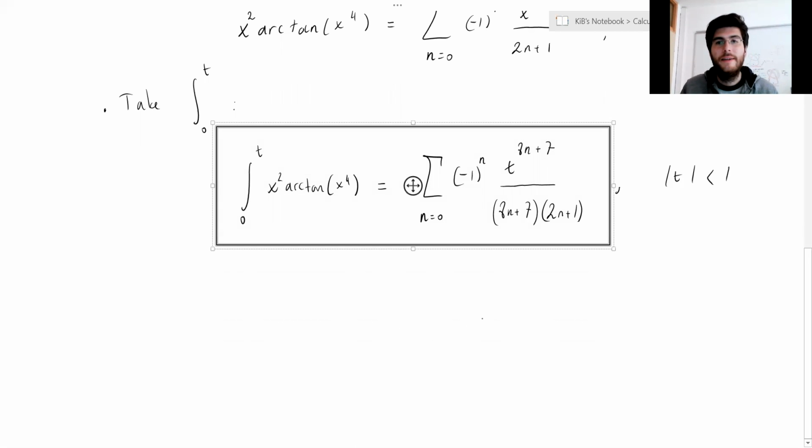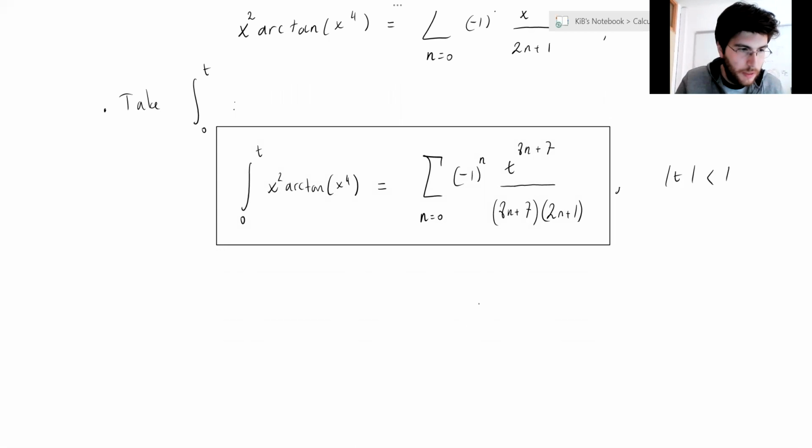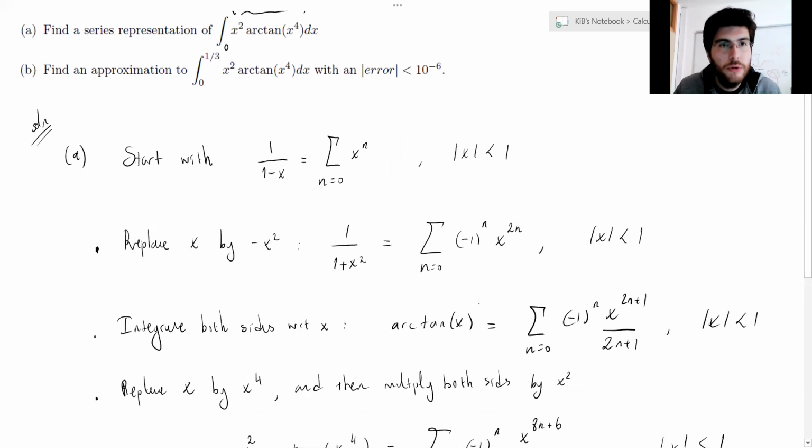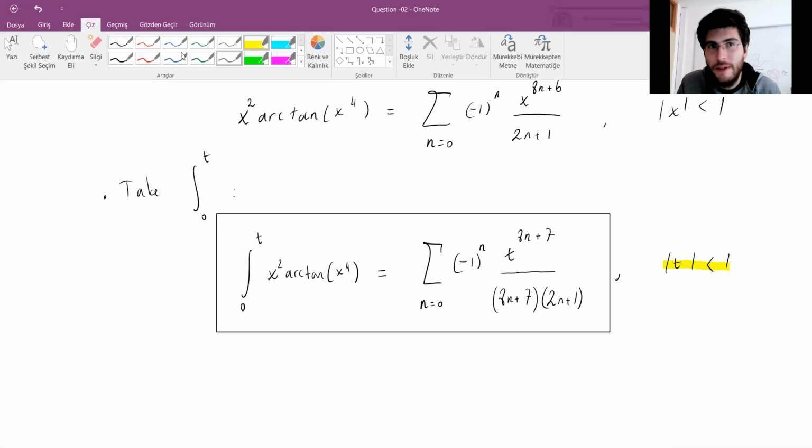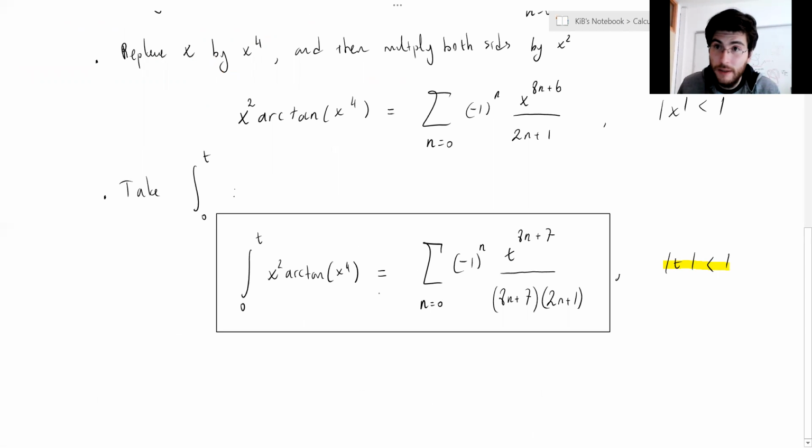Okay, this is what we need. Let's use it. Now, in the second part of the problem, remember, we really want to estimate when t equals 1/3. And actually, this can be done because we know that this series representation can be used with this restriction. Therefore, since t is 1/3, we can use it. We have this equality. Therefore, let's use it.